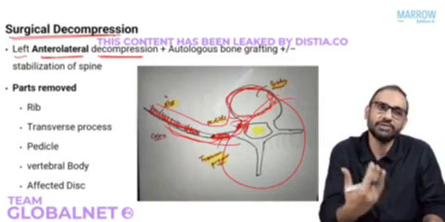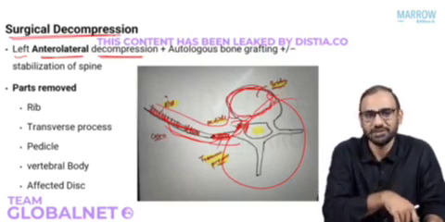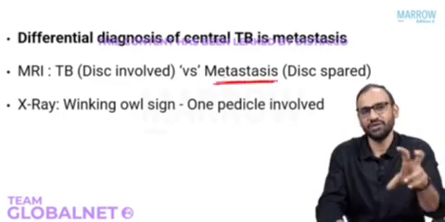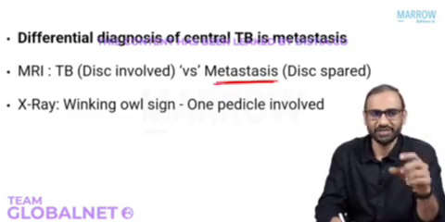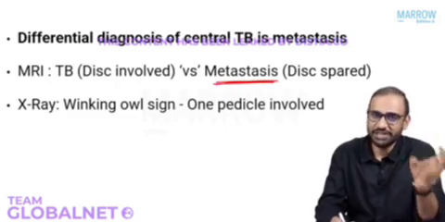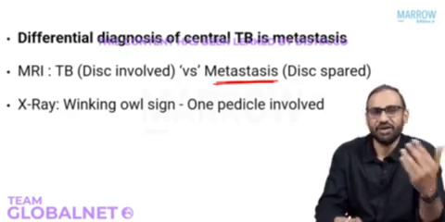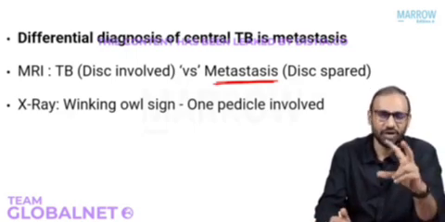Now, whenever we talk about TB of the spine, we also have to talk about another thing that most commonly affects the spine. That is your metastasis. And the reason for this is your diagnosis depends on this on your exam. There will be an X-ray or an MRI or a CT that will be given to you, and there will be a lesion in the spine. And if you're not careful, you might misdiagnose it as either TB or metastasis because both of them occur in the spine. So how do you differentiate?